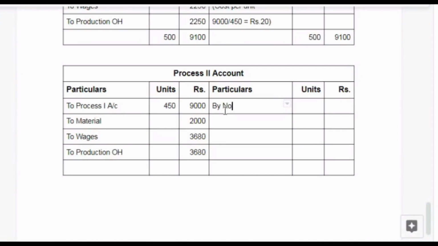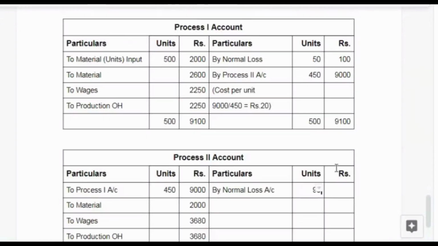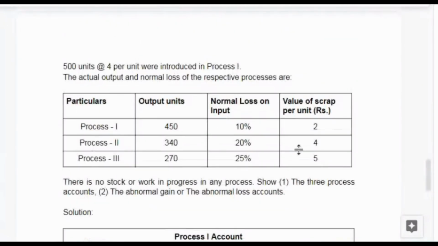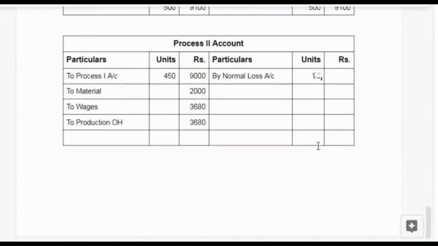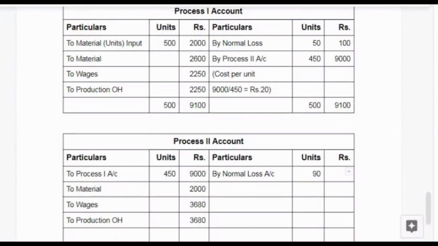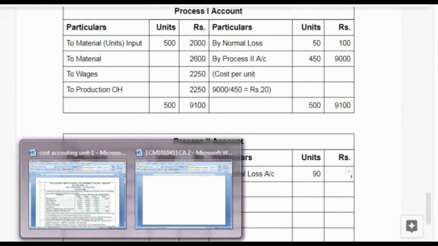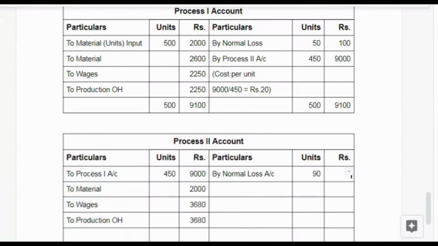By normal loss account. What is the amount? Normal loss 20% of 450. 450 na 20% kariye. It's 90. Correct? And 4 rupees is the scrap value. So 90 into 4. What is the amount? 90 into 4. 360. Very nice.